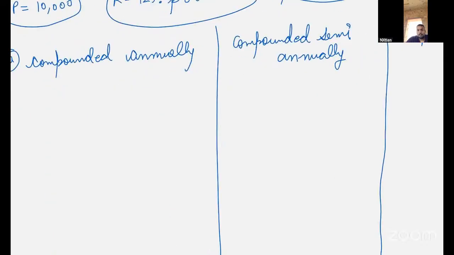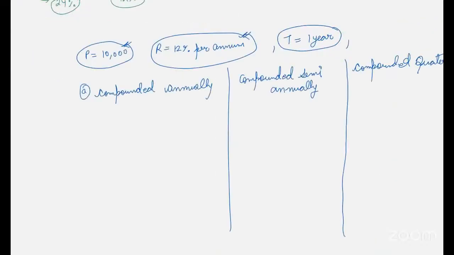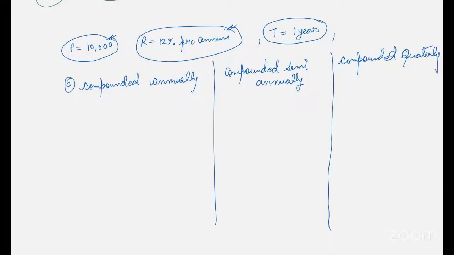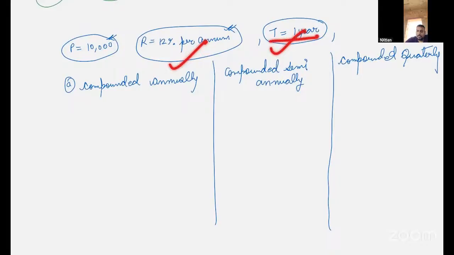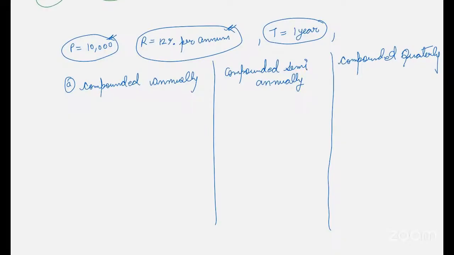Abraham, can you hear me? Sir, I can't really see the question, so may I repeat it? The principal is 10,000 rupees, the rate is 12%, and time is 1 year. Okay, and then you have to calculate compounded annually, compounded semi-annually, and compounded quarterly. So you have to calculate each value and then solve it. Abraham, can you hear me? Am I audible?